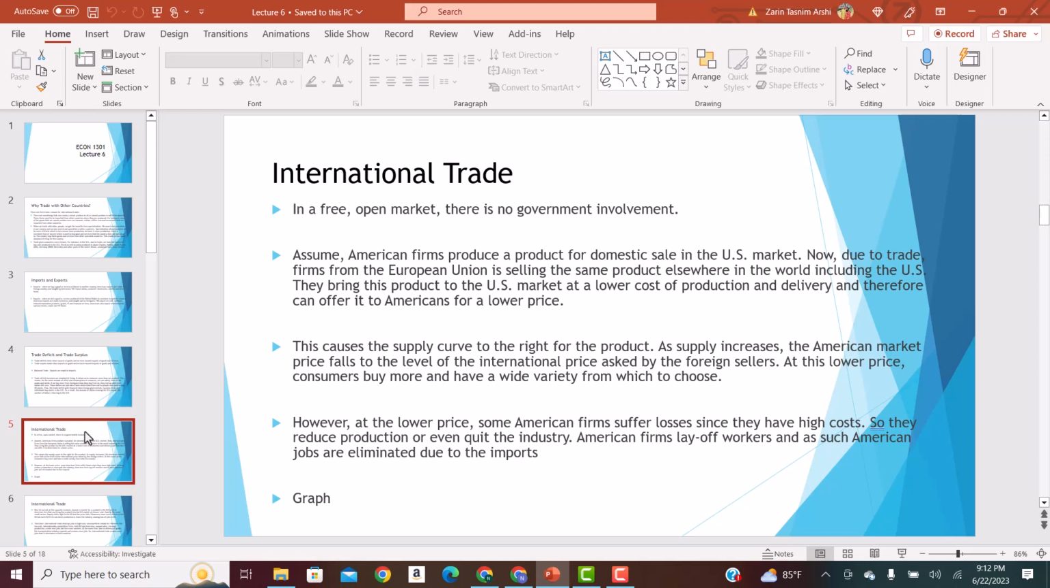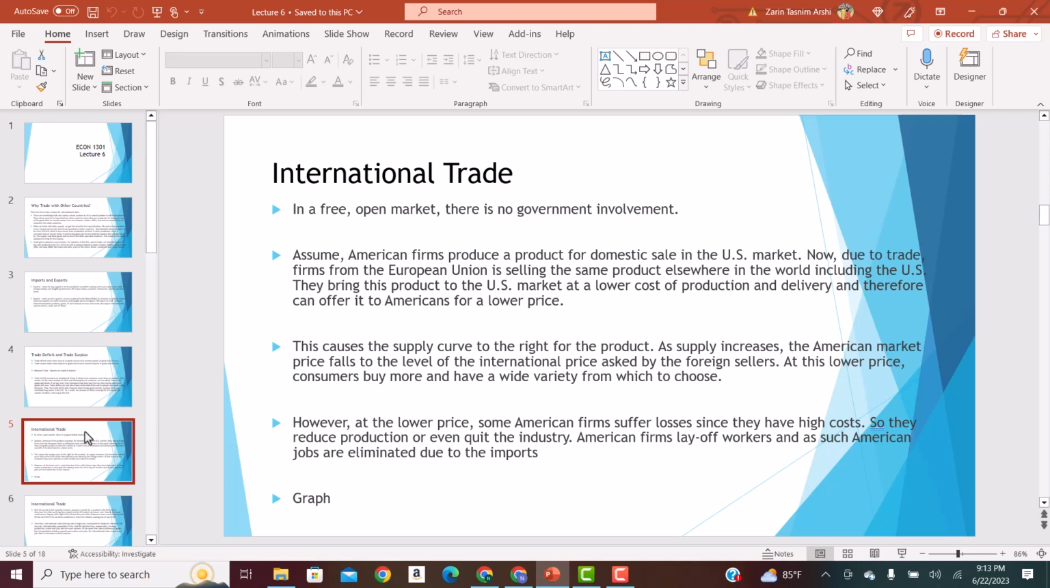So this causes the overall supply curve of the good to shift right, right? Because now the US domestic market is selling the good, and at the same time the rest of the world, or let's say Europe, is also selling the good in the US. So we have more supply of the good in the market, and price goes down. As supply increases, the price in the American market falls, and that is good for the consumers, right? Because at lower prices, they will buy more goods and services.